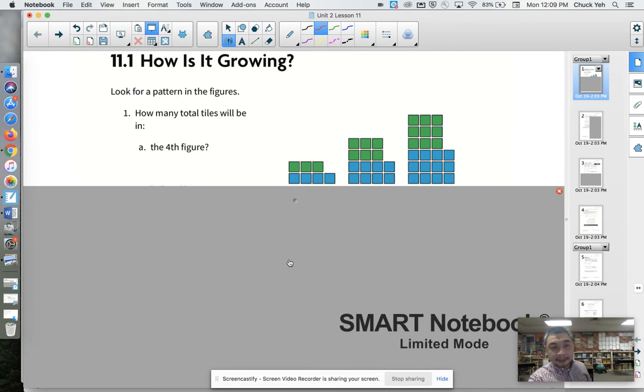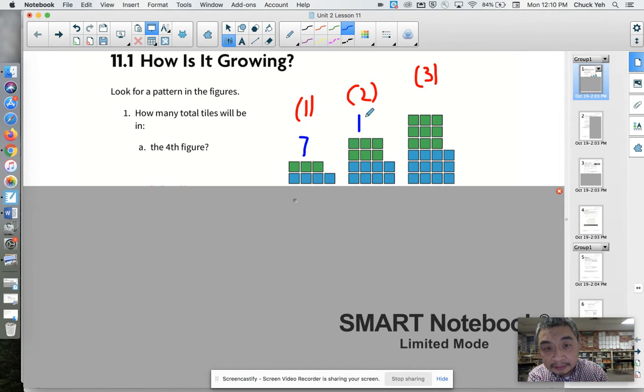So here's 11.1. All right, look for a pattern in the figures. So this is the first figure. This is the second figure. And this is the third figure. How many tiles are in these? Well, let's count it. 1, 2, 3, 4, 7. 1, 2, 3, 4, 8. And 6 is 14. And then this is 21.